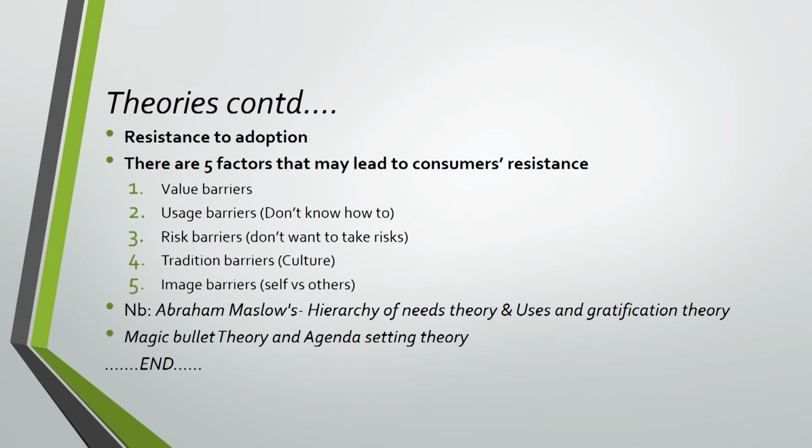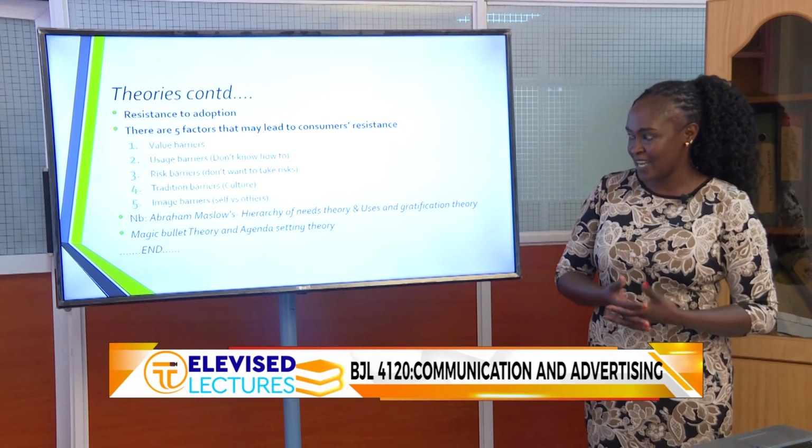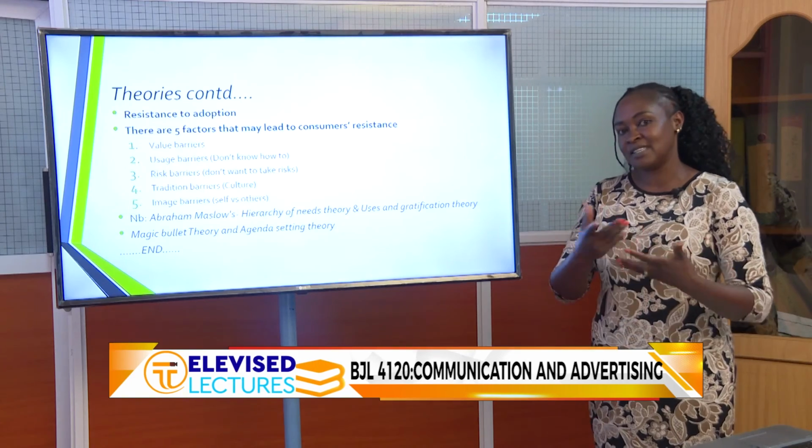And then traditions, which is culture. Now again, culture comes in. There are products that a certain culture won't use, even though they've been advertised. And then the image barrier, which is self versus others.